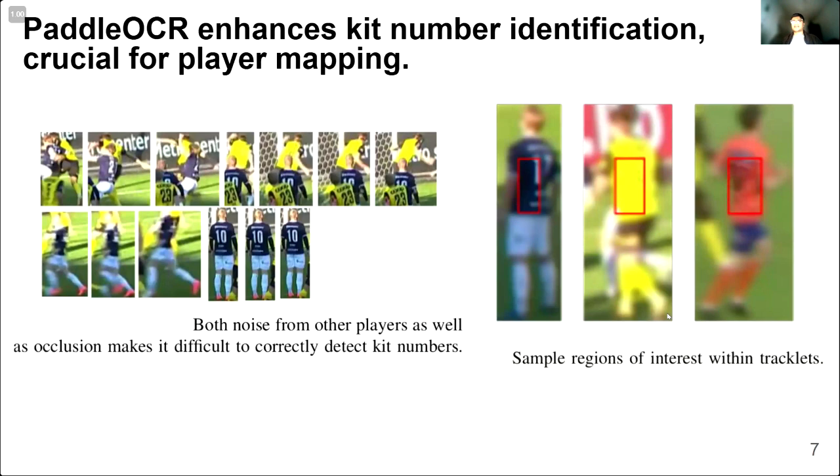So accurately identifying a player requires extracting kit numbers, and this is where OCR plays a crucial role. While challenging conditions like occlusions, as you can see here in the pictures, and low light persist, our scoring mechanism and pre-processing steps significantly improve recognition accuracy. And these outputs demonstrate the model's potential in real-world scenarios. So I will show some evaluation later on.